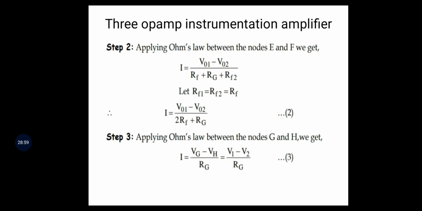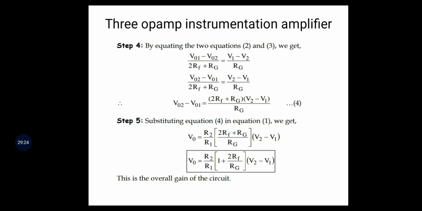Next we apply Ohm's law between the nodes G and H. We get I equal to (Vg minus Vh) by Rg, that equals (V1 minus V2) by Rg.